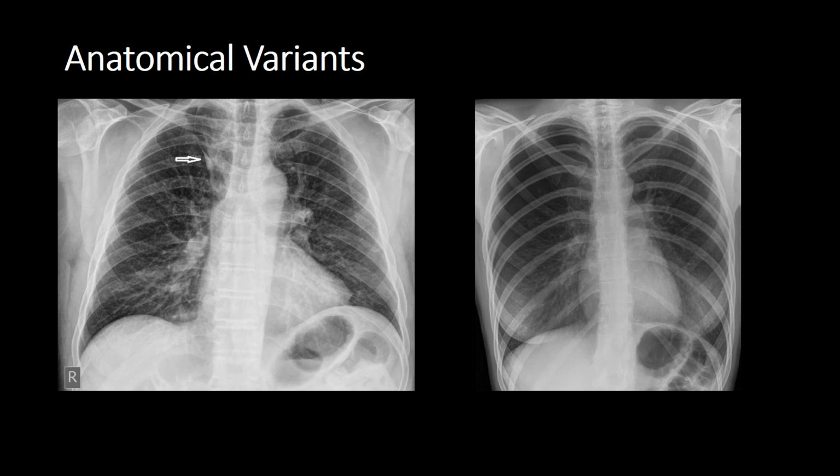If there's an azygos fissure, then the vein is surrounded by both parietal and visceral pleura. So you've got these 4 layers of pleura, and they wrap around the vein, and it gives it a bit of a tadpole appearance.